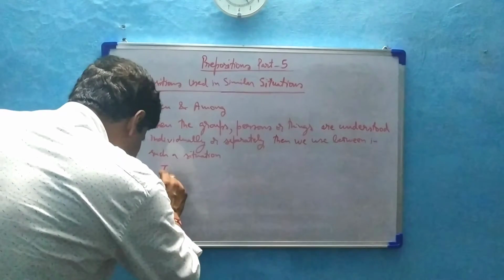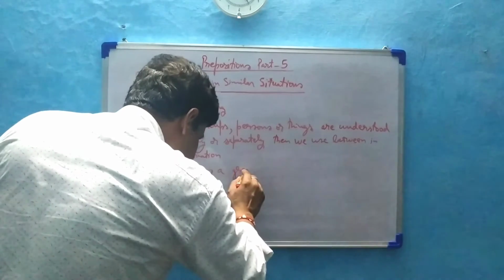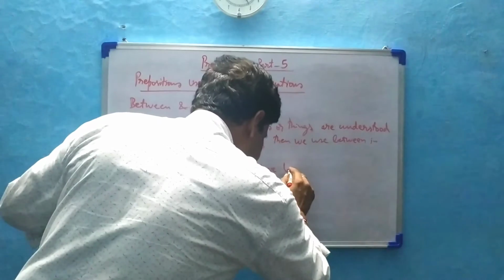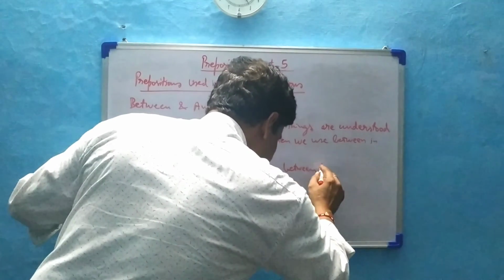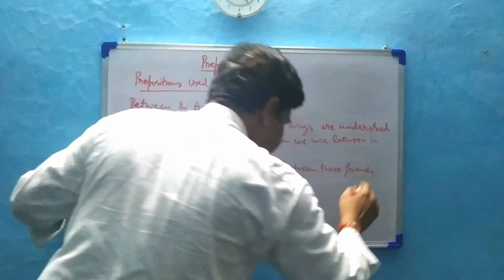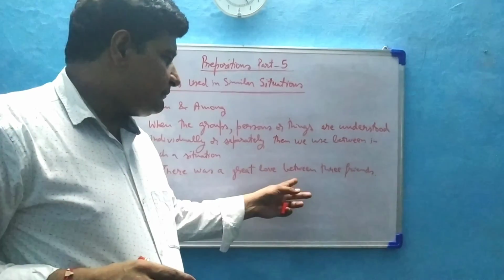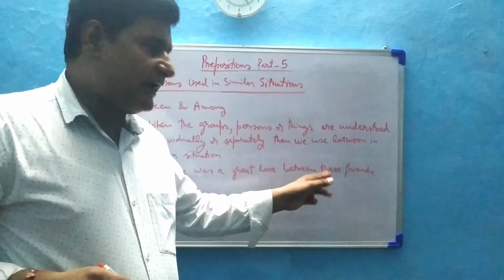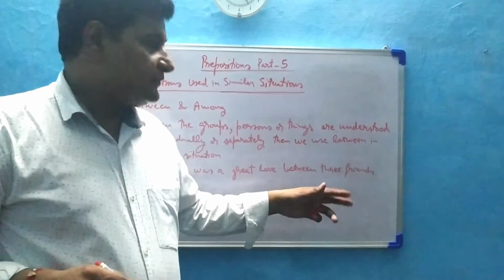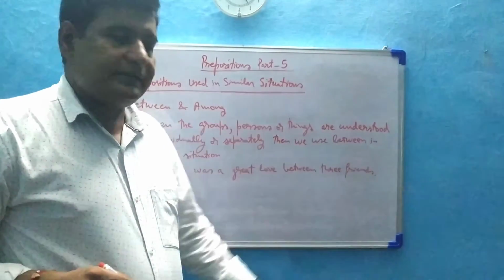Example, there was a great love between three friends. Here between is correct. Why? Because friends are considered in their individual capacity, or in a sense of separation. They are considered separately.